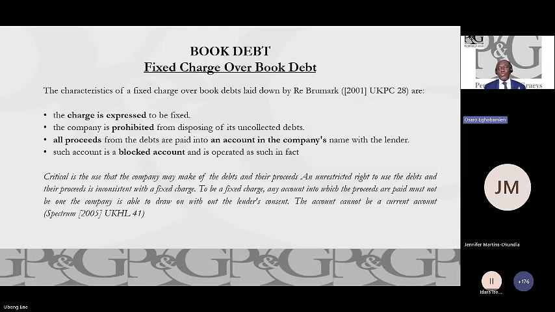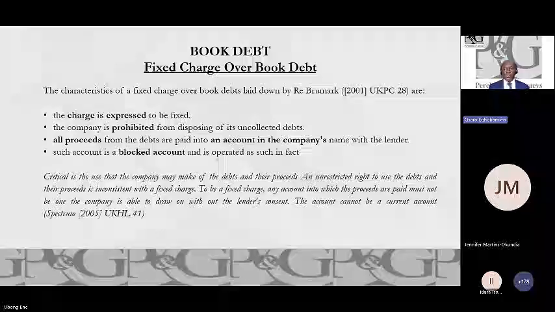Remember that the book debt is constantly rotating. In other words, you are having customers pay, and then you generate an obligation which is satisfied by proceeds of funds. So that is a moving asset. It's an intangible moving asset. So it creates its own complexities to take a fixed charge over it. And we said earlier on that control is critical. You must have control over that particular asset. How do you take control?